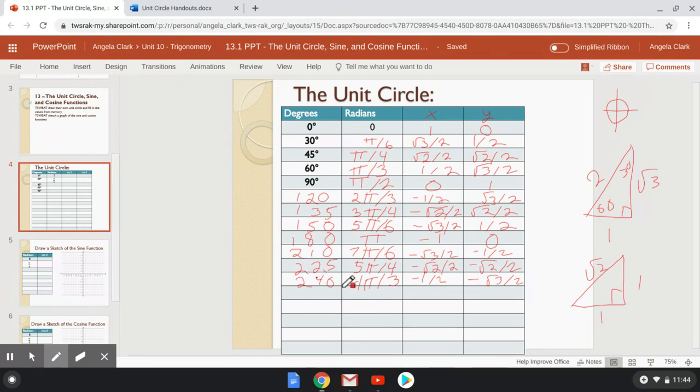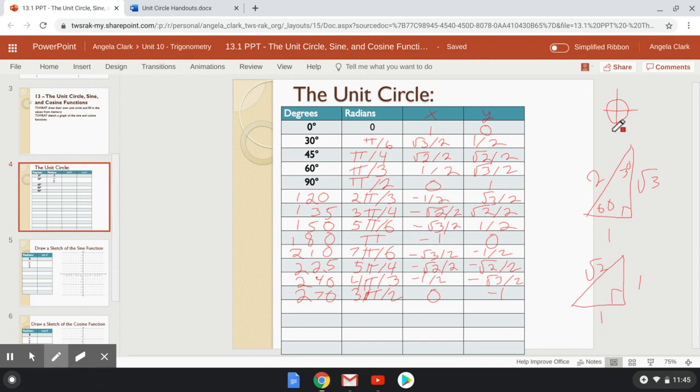And then the next angle is 270. That's this one right here. So this, again, we're just going to read off of the circle. So x is 0 and y is negative 1. Oh, and by the way, this is 3 pi over 2. So 90 was pi over 2, and this one is 3 pi over 2. 90 was here, 270 is here. So pi over 2, 3 pi over 2.